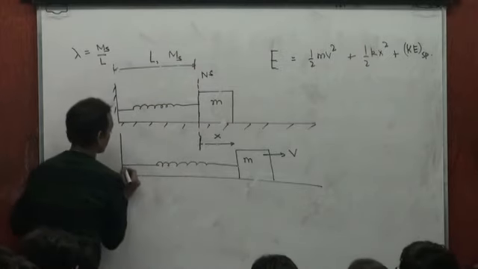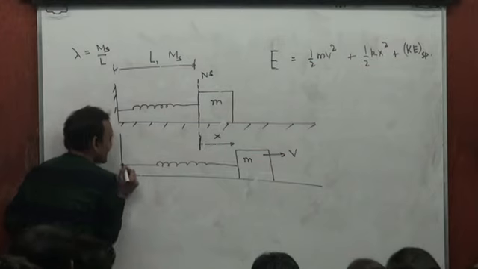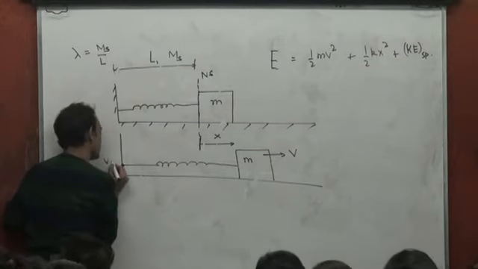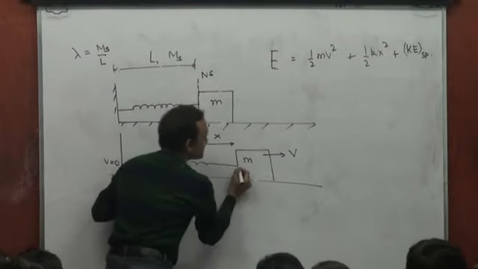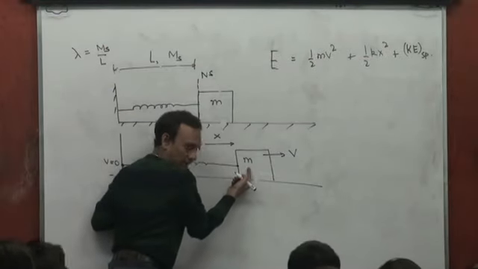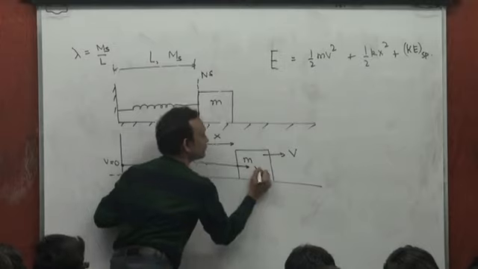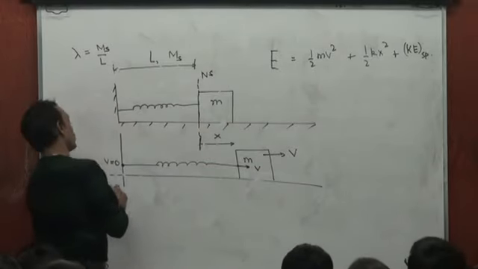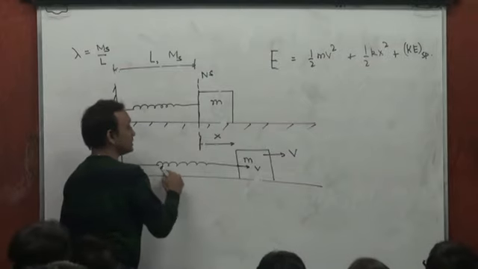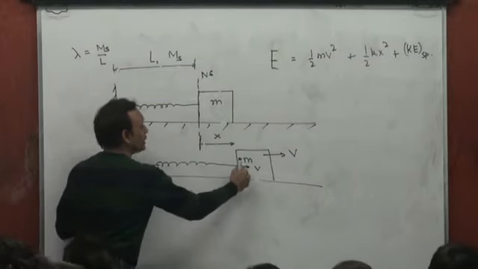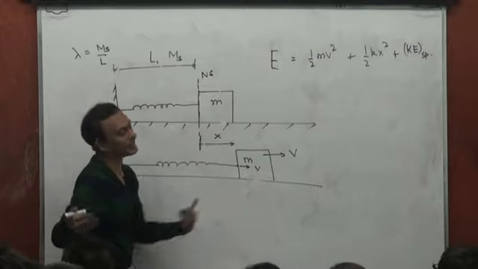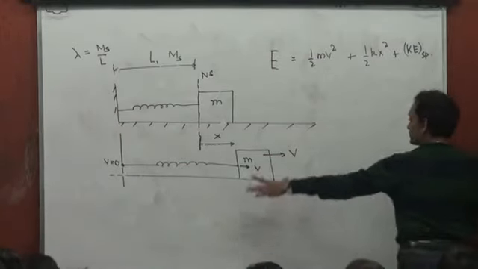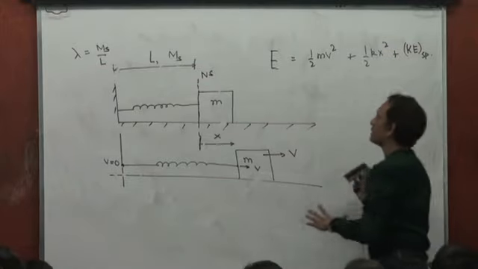This end of the spring is rigidly attached to the wall and its velocity will be 0. This end is integral with the mass m and it will have a velocity v to the right. We will assume for convenience that the velocity increases linearly, uniformly from 0 to v over a length L of the spring. So let me find out the kinetic energy of the spring in this state.